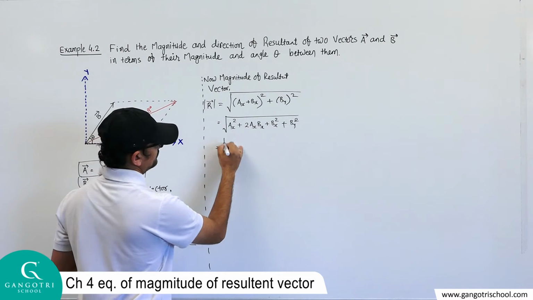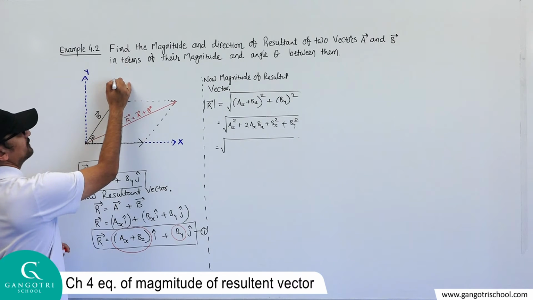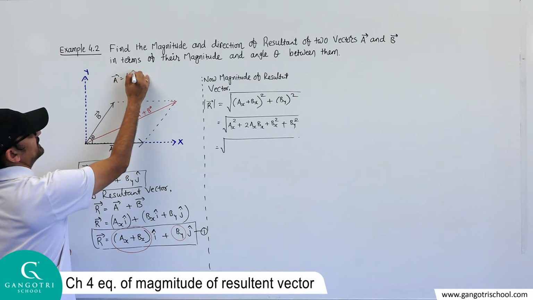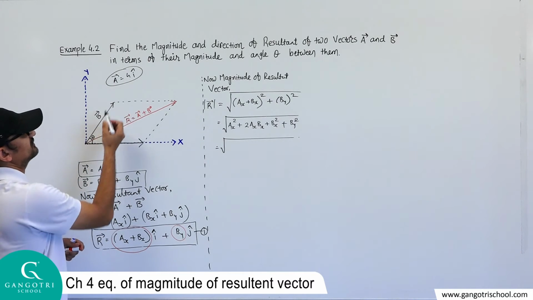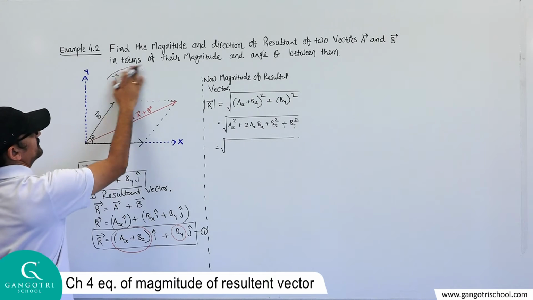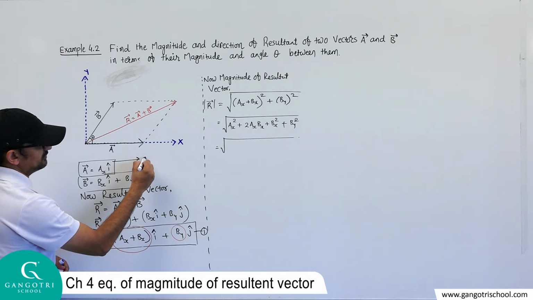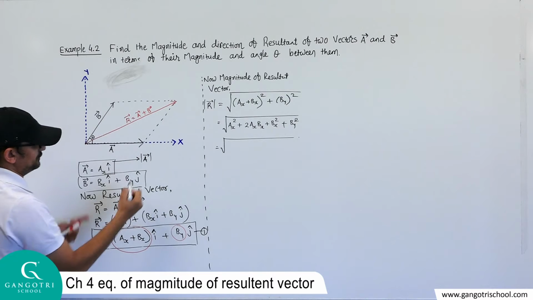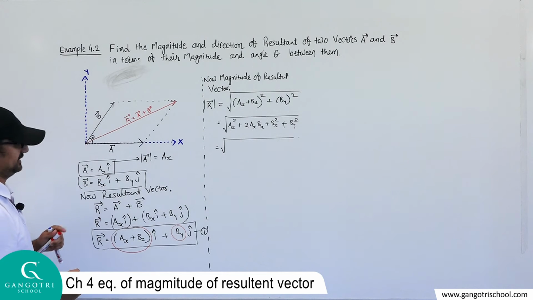Now dear student, if you observe this equation, for example, suppose vector A is equal to 4 i-cap, we can immediately give the answer if anyone asks what is the magnitude of vector A. So 4 is the magnitude of vector A. In the same way, look at this equation. What is the magnitude of vector A? So A_x is the magnitude of vector A.